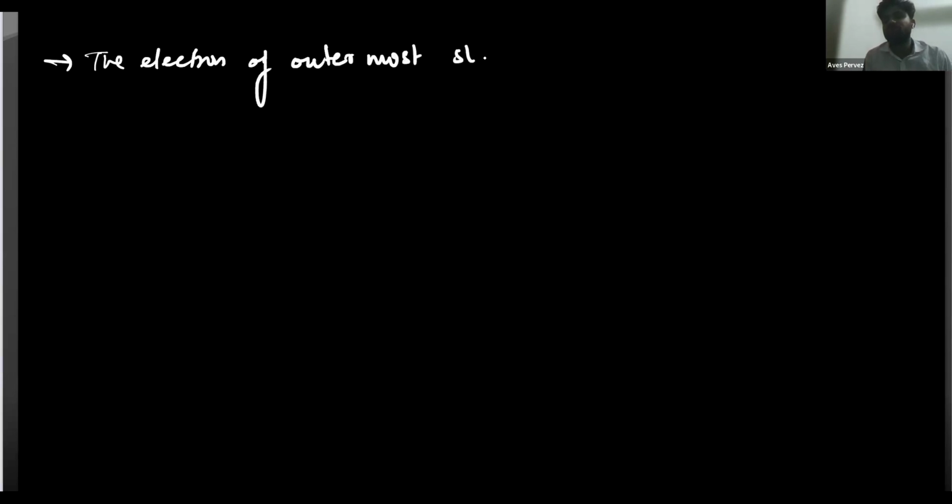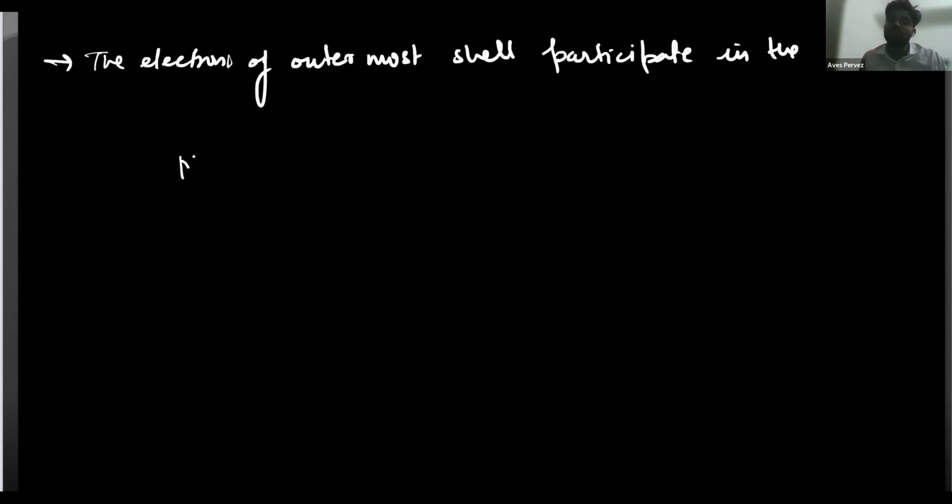You know that the electrons present in the outermost shell participate in the bonding. Write a point here that the electrons of the outermost shell participate in the bonding. Got my point? The electrons of the outermost shell participate in the bonding. The innermost electrons do not participate.